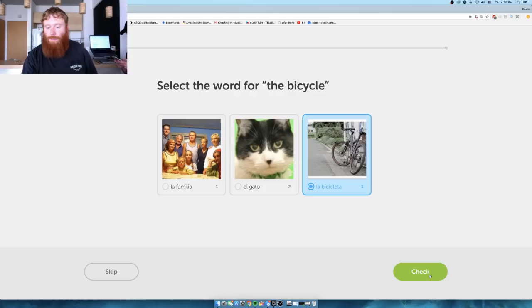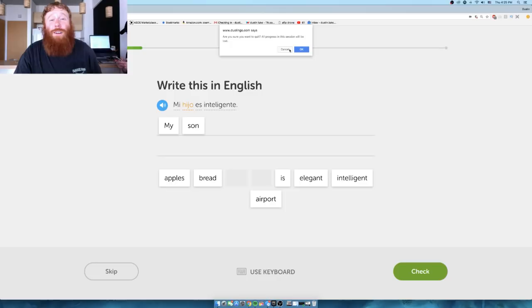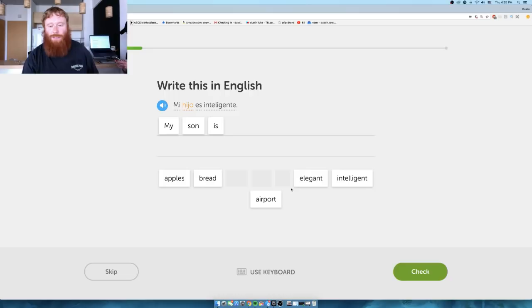La bicicleta. Mi hijo es inteligente. Hijo. Okay, so I haven't learned son yet, so it's gotta be son. I'm trying to guess what hijo is without looking it up. My son is intelligent. I don't want to quit. I think I accidentally... My son is intelligent.